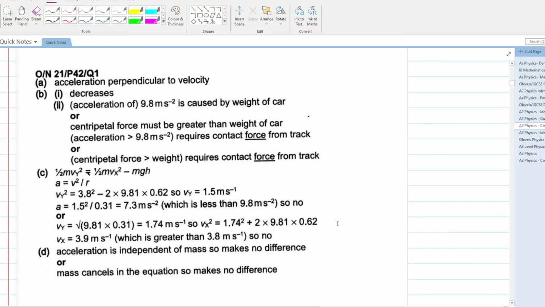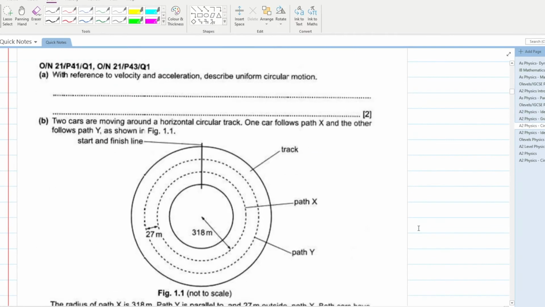Let's move ahead. I have attached the marking scheme with every PDF, so you can check it as well. With reference to velocity and acceleration, define uniform circular motion. Now the most important word here is uniform. Whenever you have the word uniform, this means that in the whole circle, at every point, the velocity remains constant. Here also it will be 10, here also 10, here also 10.